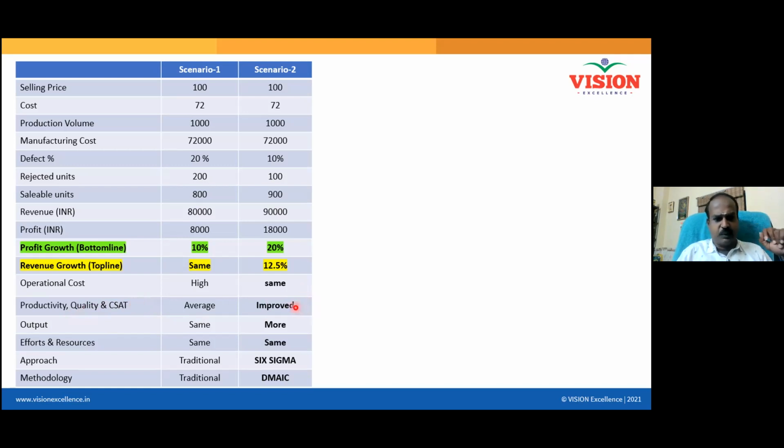All the three we are improving, and now for the same effort, we are able to produce more output. Effort and resources consumed are almost the same. This approach is called the Six Sigma approach. And Six Sigma will use a specific methodology to achieve these kinds of results. And that methodology is nothing but DMAIC: define, measure, analyze, improve, and control. All of you understand scenario number 2 here? Clear?